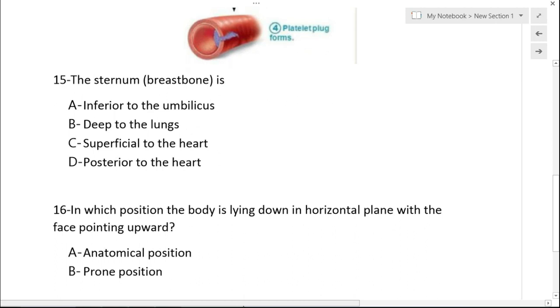Next question, question number 15. The sternum, also known as the breastbone, is located: option A, inferior to the umbilicus. Option B, deep to the lungs. Option C, superficial to the heart. Option D, posterior to the heart. The correct answer is option C, that is superficial to the heart.